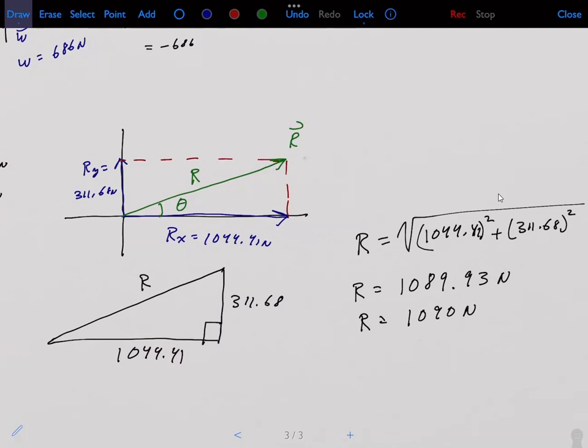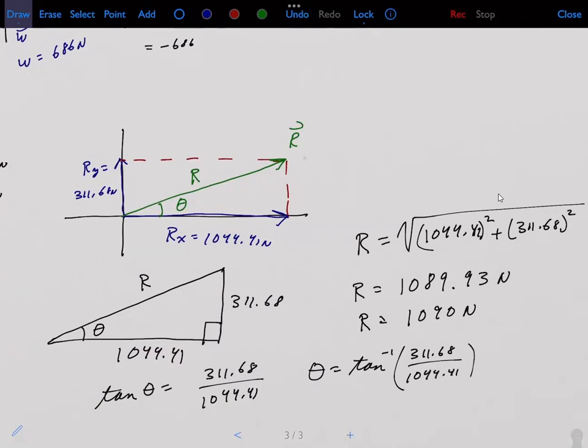And then to figure out the angle theta, well, I know that tan of theta is opposite, so 311.68, divided by adjacent. So if I want to find theta, I need to do the inverse tan of opposite over adjacent. And if you work that out, you're going to find it's 16.6 degrees. Now, you don't even need to add anything else to it because we're in the first quadrant, but you could say north of east just to make sure that the individual knows that you're in that first quadrant.